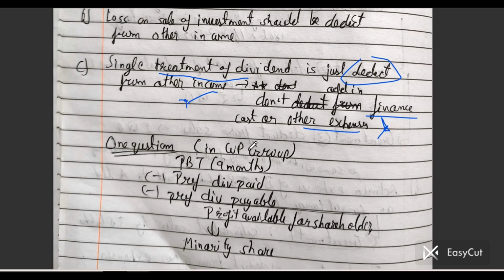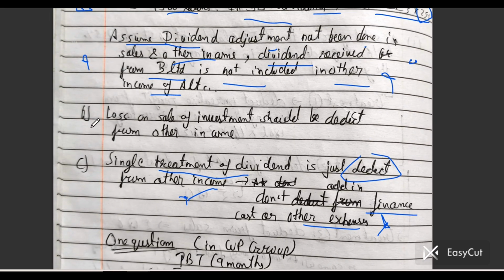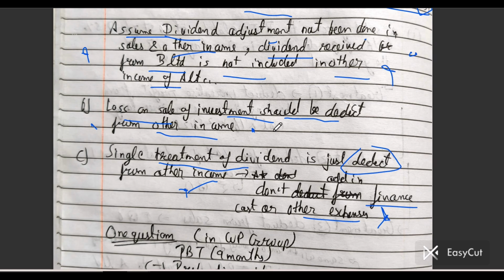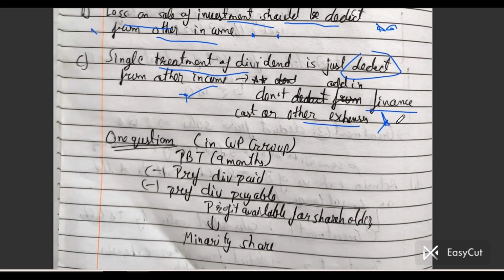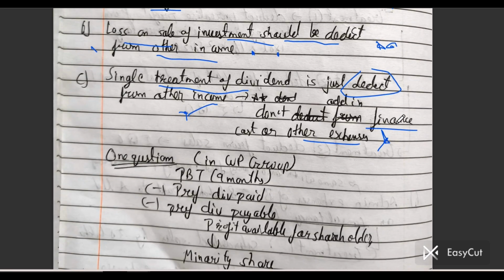Okay, don't get confused. Then this one is also important: if there is any loss on sale of investment, because there are so many adjustments, you have to deduct it from other income. There is no second treatment. What you have to do is deduct from other income. This you will not skip in the exam, even though you will not find where you have to reflect it. So you have to deduct it from other income.